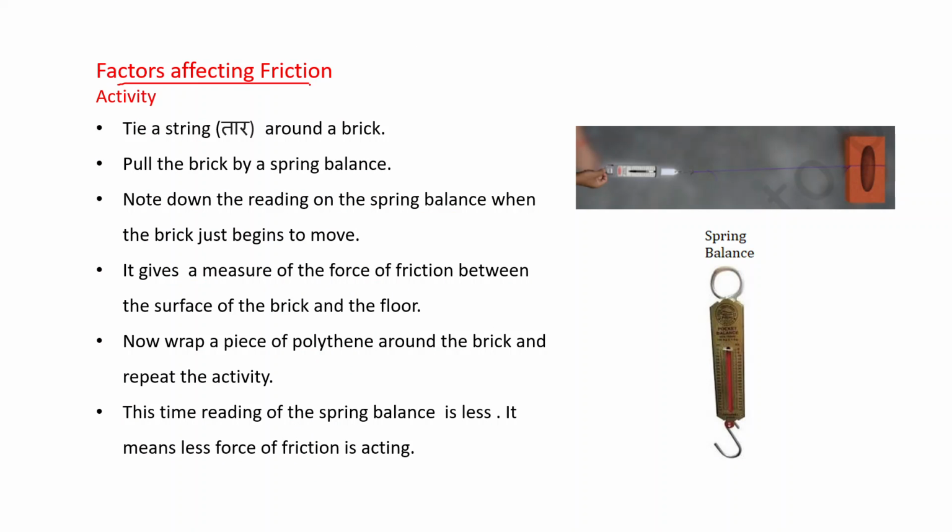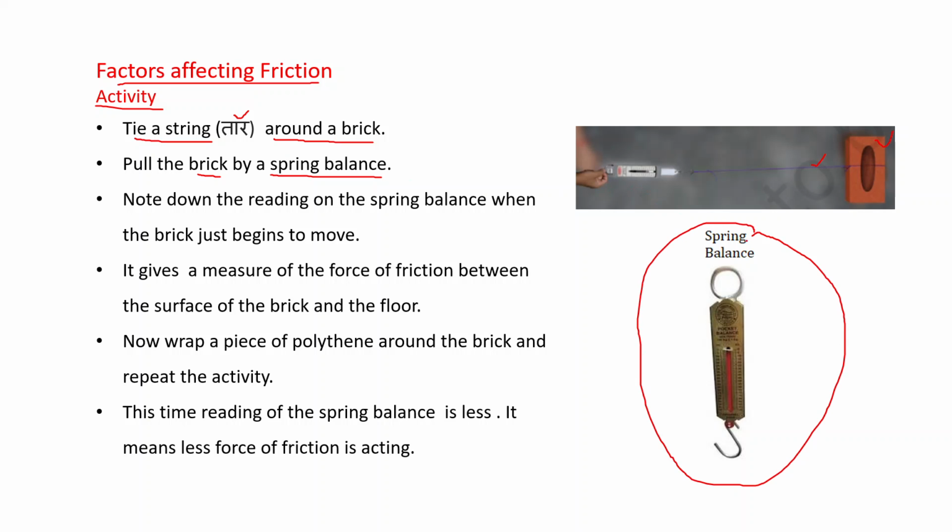Factors affecting friction. Let us see one activity. Tie a string around a brick. Like this is the brick and this is a string. Pull the brick by a spring balance. This is a spring balance. With the help of this hook, this brick can be pulled in this direction.